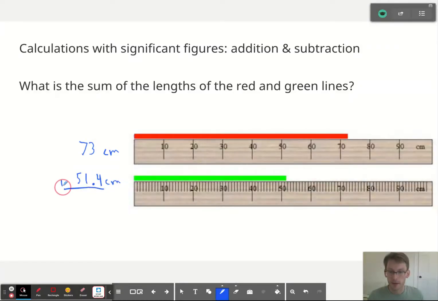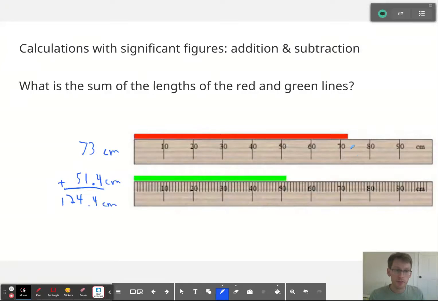And when I add them together, mathematically, I get 124.4 centimeters. And mathematically, that is my answer, but scientifically, that cannot be the answer that I report. You will see that there are 4 significant figures in the answer, and there are 3 in one measurement and 2 in another. That actually is not important here, the number of sig figs overall. What is important is, what is my least precise measurement?